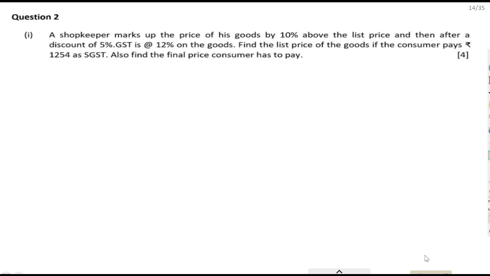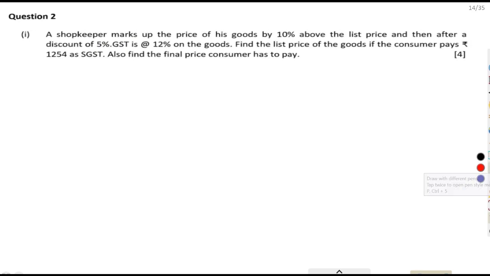Question number 2, it is a compulsory question, part 1. It is from GST. A shopkeeper marks up the price of his goods by 10% above the list price, and then gives a discount of 5%, GST rate is 12% on the goods. We have to find the list price of the goods. If the consumer pays rupees 1254 as SGST, also find the final price paid by the consumer.